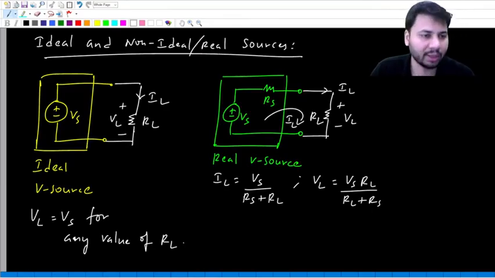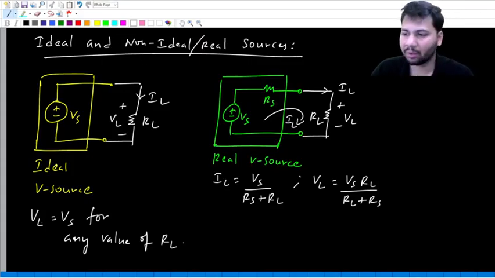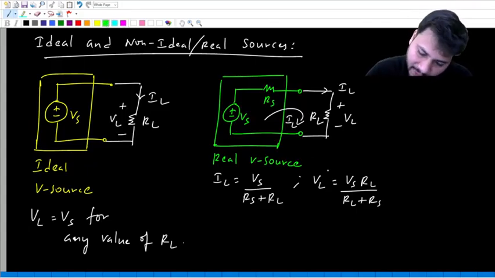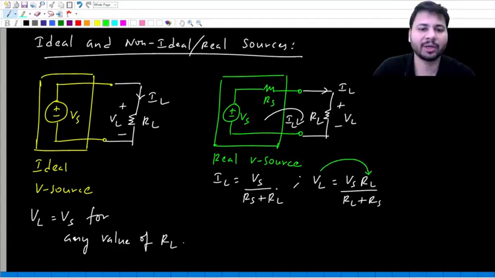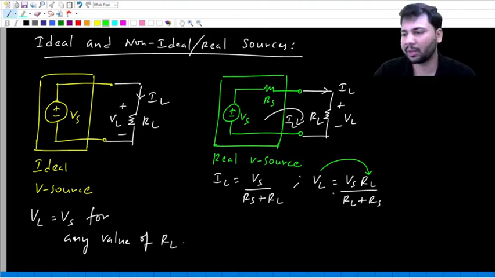So earlier when the load resistance is connected across an ideal voltage source, the load voltage is always equal to Vs, no matter what the value of RL is. So in the previous case, the load voltage is independent of the load resistance when the load is connected across an ideal voltage source. But this time when the same load is connected across a non-ideal voltage source, the load voltage clearly depends on the load resistance. Previously the load voltage was independent of the load resistance. This time it actually depends on it. That is the difference between an ideal and a non-ideal voltage source.